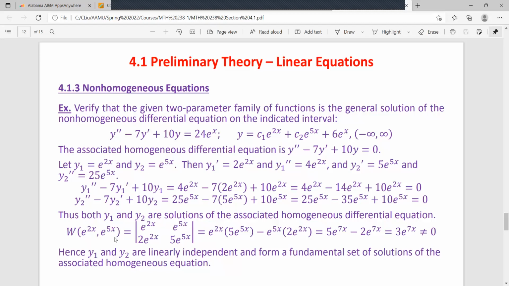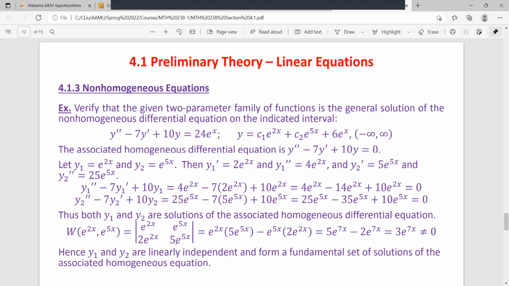Okay, so the definition of the Wronskian, remember, you put the 2 functions in the first row and the first derivative of those 2 functions in the second row. So that'd be e to the 2x and e to the 5x in the first row, and 2e to the 2x, 5e to the 5x on the second row. Okay. So this is the second order differential equation.